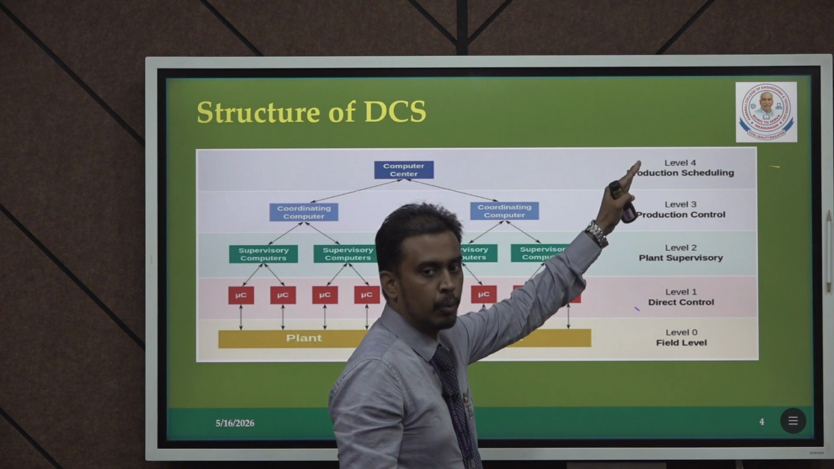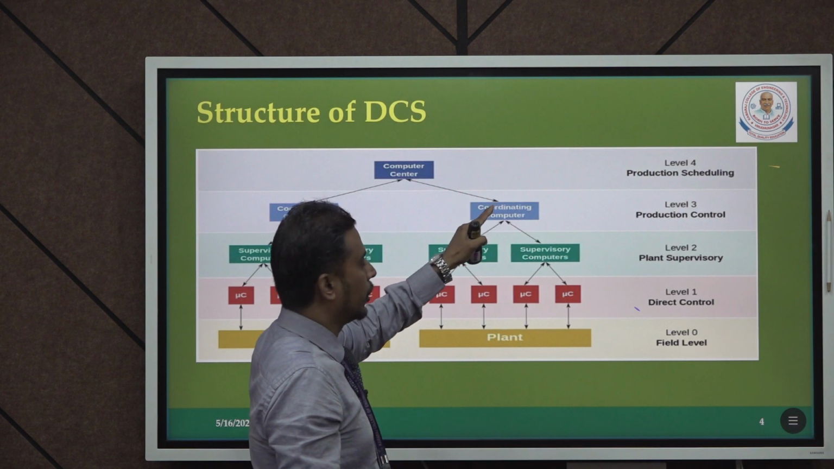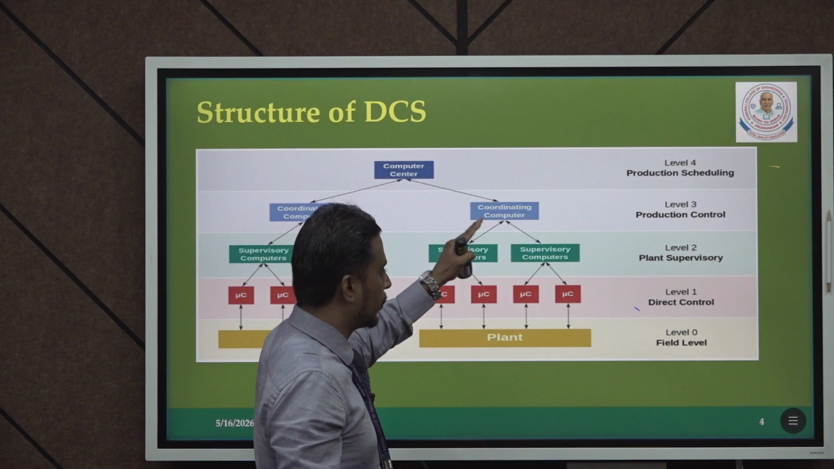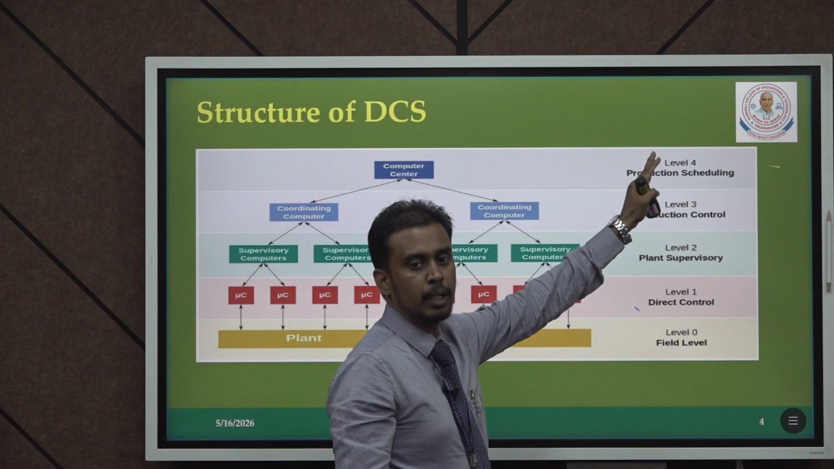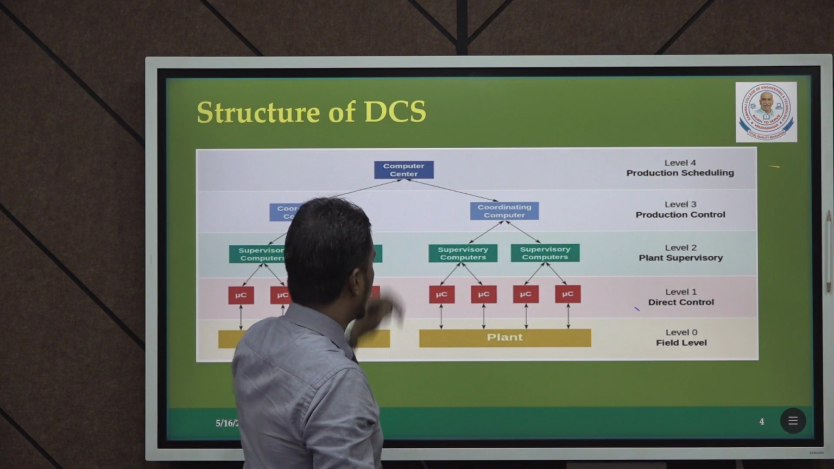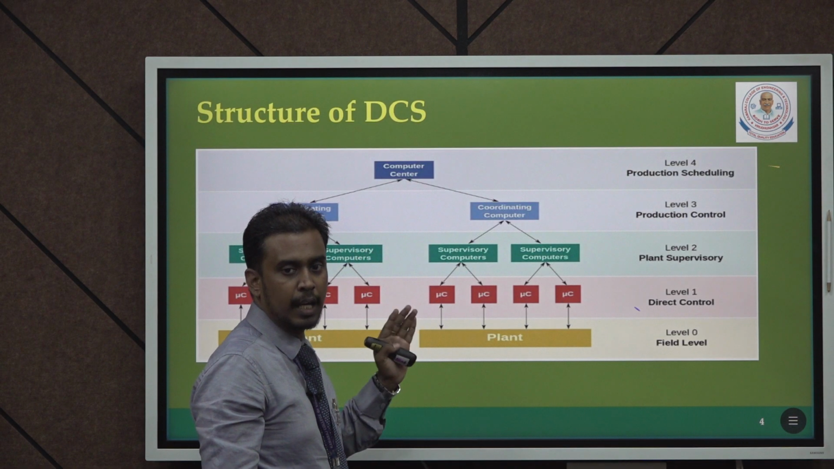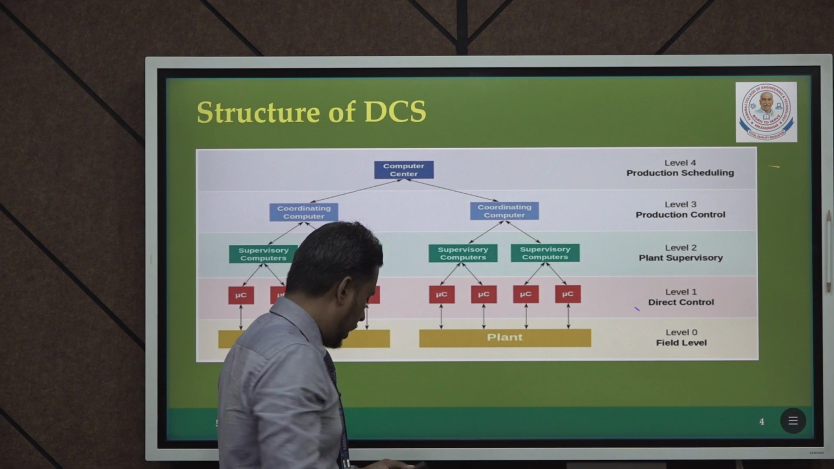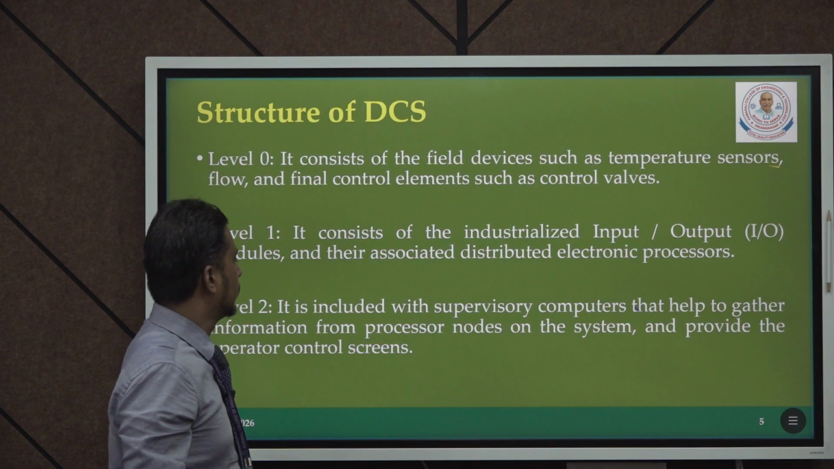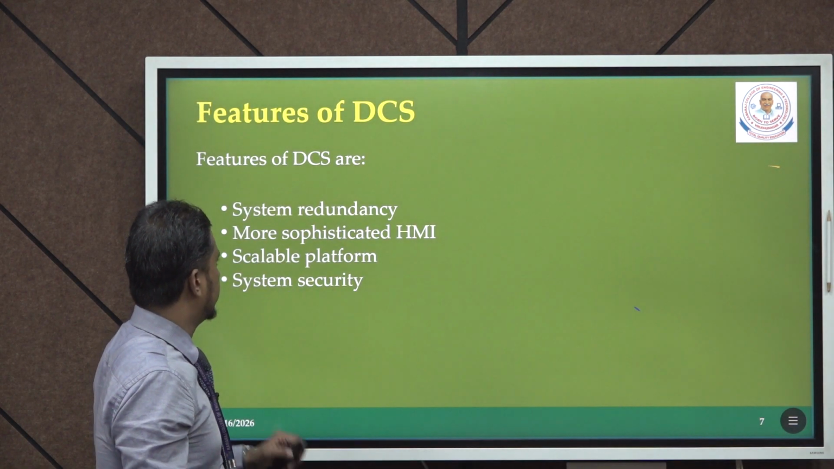The next level is the production level. Production levels are connected with the help of coordinating computers to the supervisory computers. And the highest level is production scheduling. Production scheduling has a computer center where all the data is fetched for the purpose of analytics. Now, let us move on to the next topic. So, this is the structure of DCS.